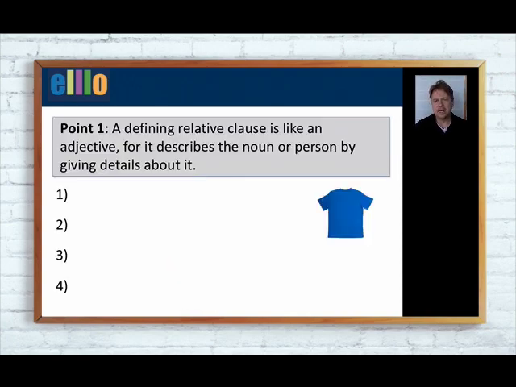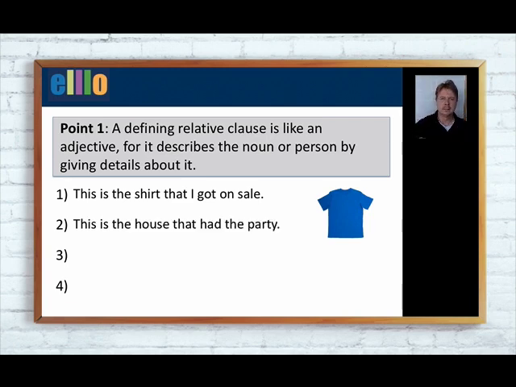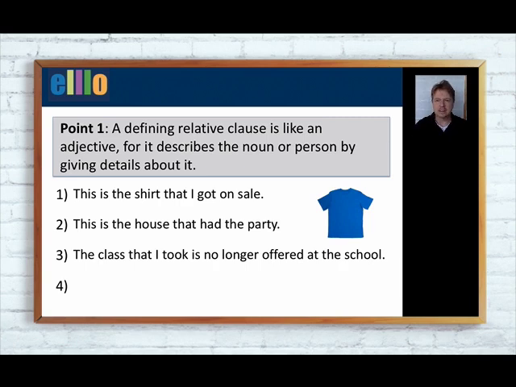Point one. A defining relative clause is like an adjective, for it describes the noun or person by giving details about it. Example, this is the shirt that I got on sale. This is the shirt that I bought last week. This is the house that had the party. This is the house that I told you about. The class that I took is no longer offered at school. The class that I teach is fun. Do you know somebody who speaks French? Do you know somebody who teaches French? So here we have examples of relative clauses. They help describe a noun.